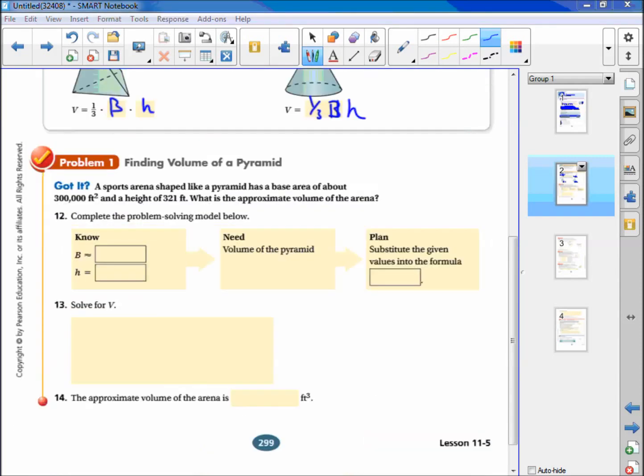Problem number 1 down here, find the volume of a pyramid. A sports arena shaped like a pyramid has a base area of about 300,000 feet squared and a height of 321.